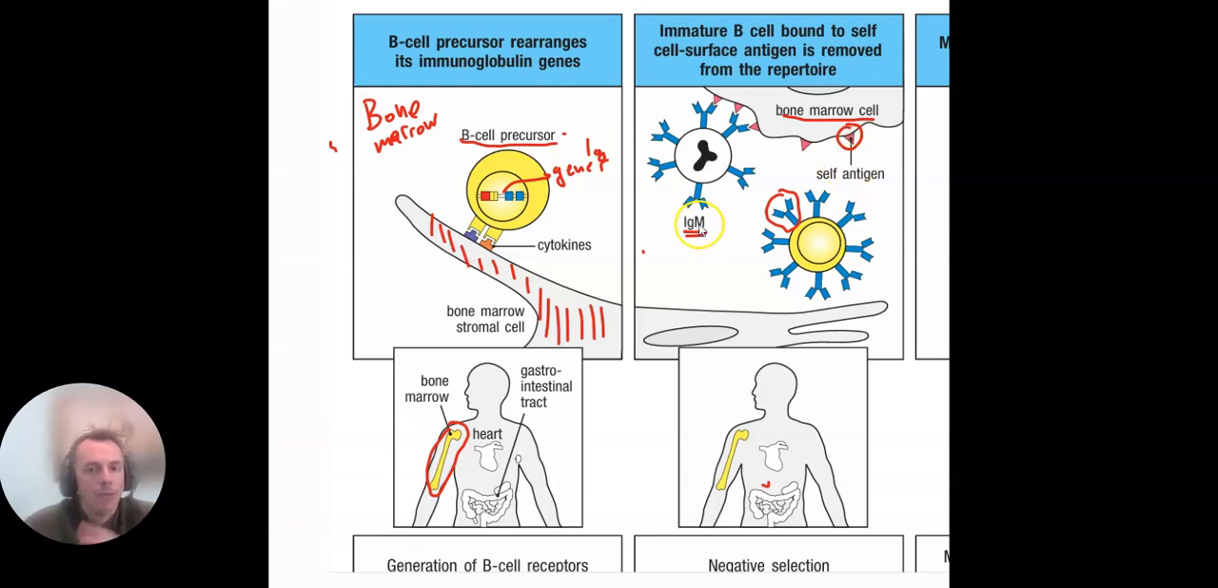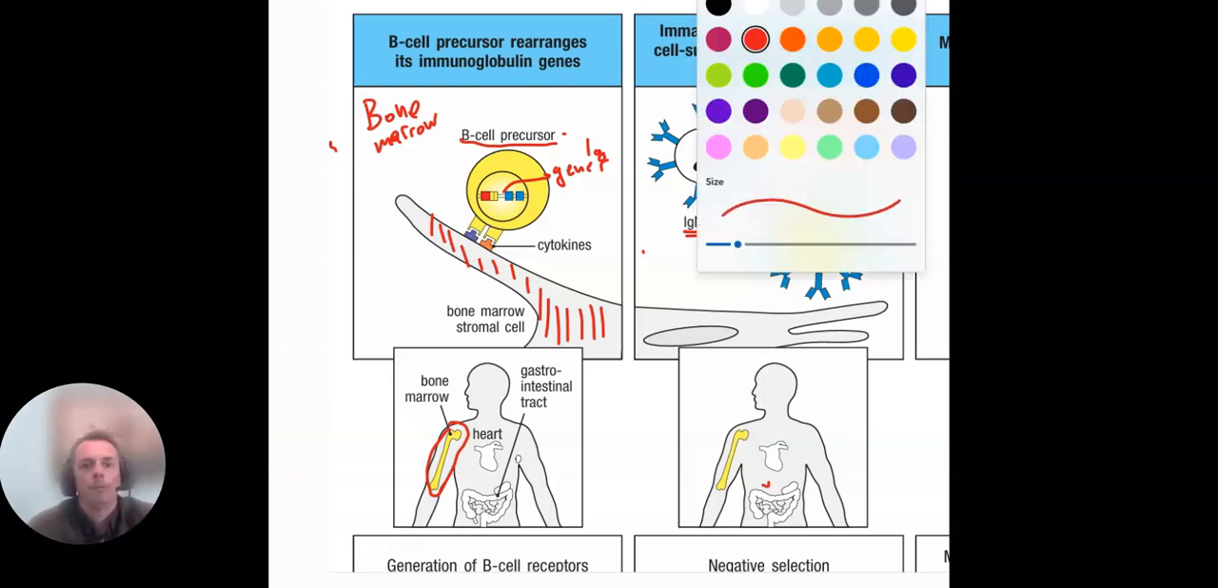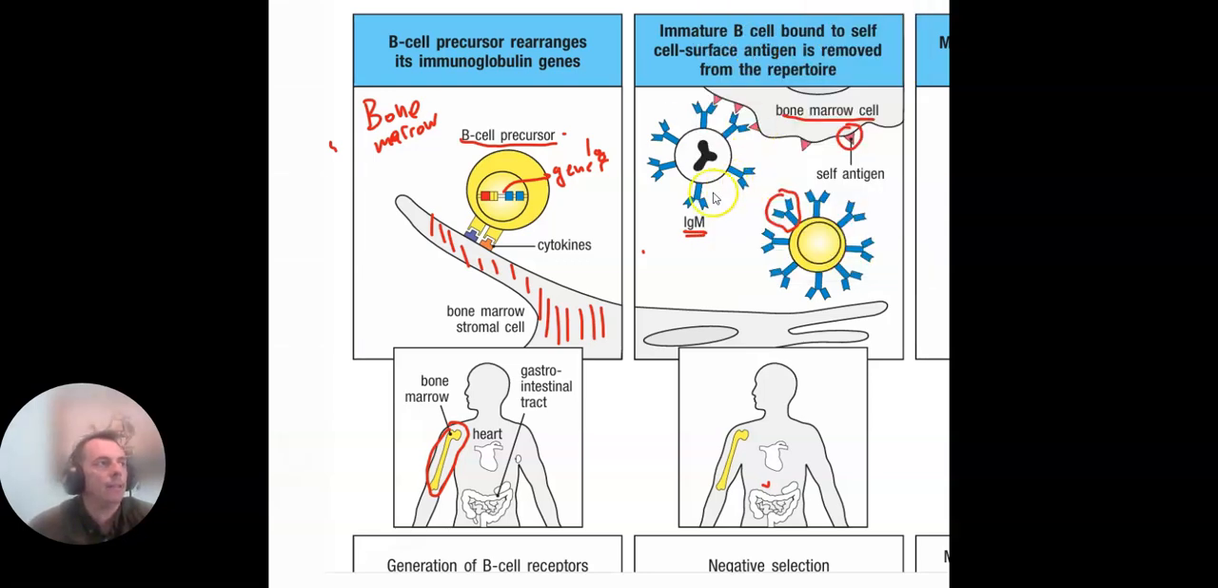Now in this phase, the immature B cells that are strongly stimulated by antigen either die or get inactivated. So these that react with the self-antigen undergo a process which is called negative selection. So in this way, these are removed. Many self-reactive B cells are removed from the repertoire.